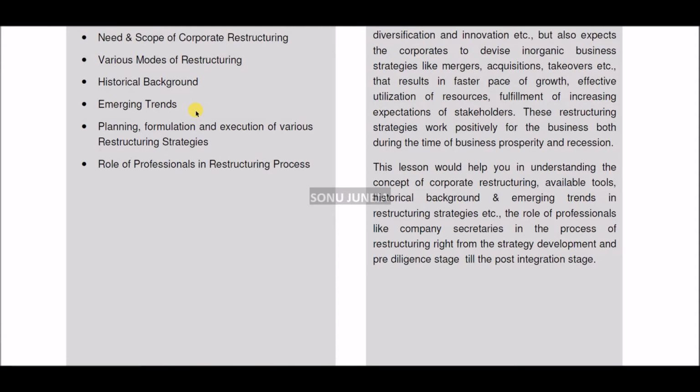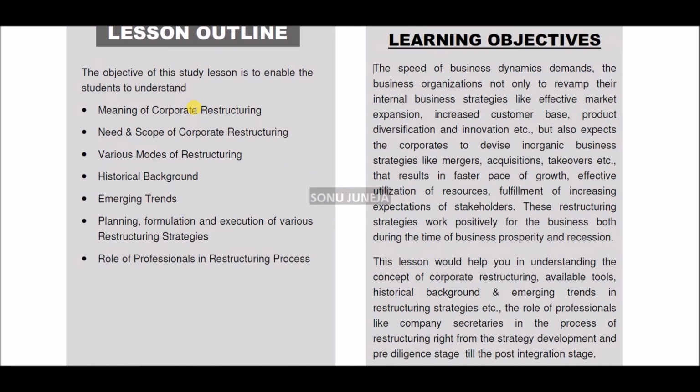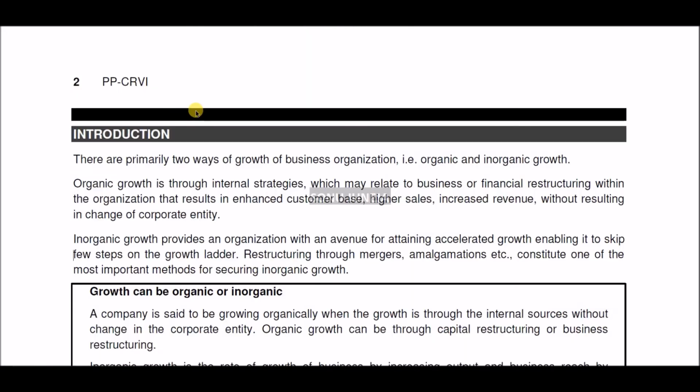Various modes of restructuring, historical background, emerging trends, planning, formulation and execution of various restructuring strategies, role of professionals in restructuring process. So going further, we have the introduction. There are primarily two ways of growth of business, that is organic, inorganic.